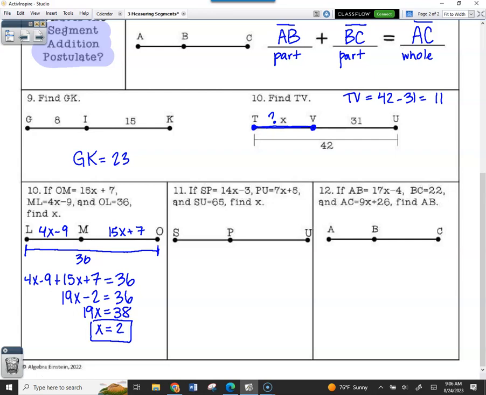Oh, you just added it. Notice I took the two parts, added them together, and I set it equal to the whole thing. So that sometimes is the equation you're going to use.